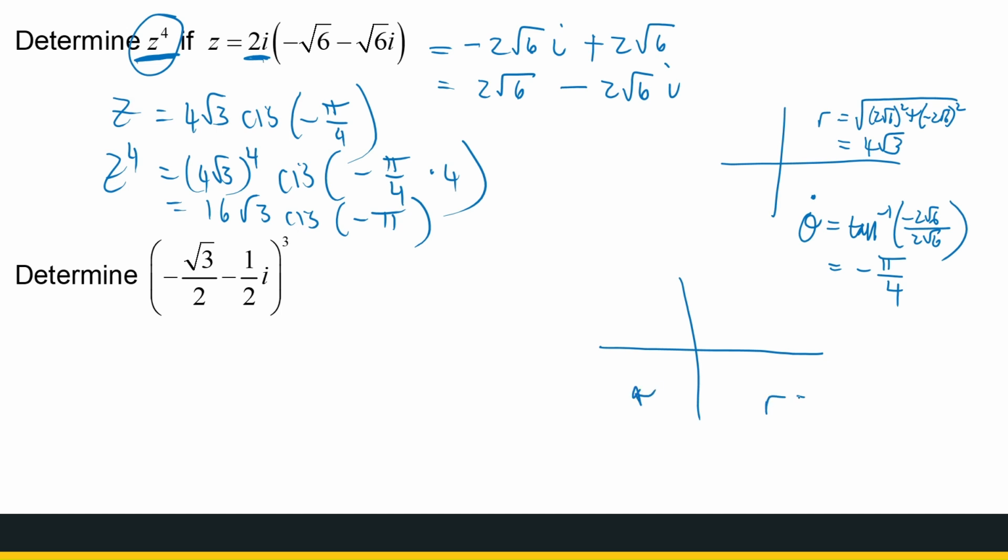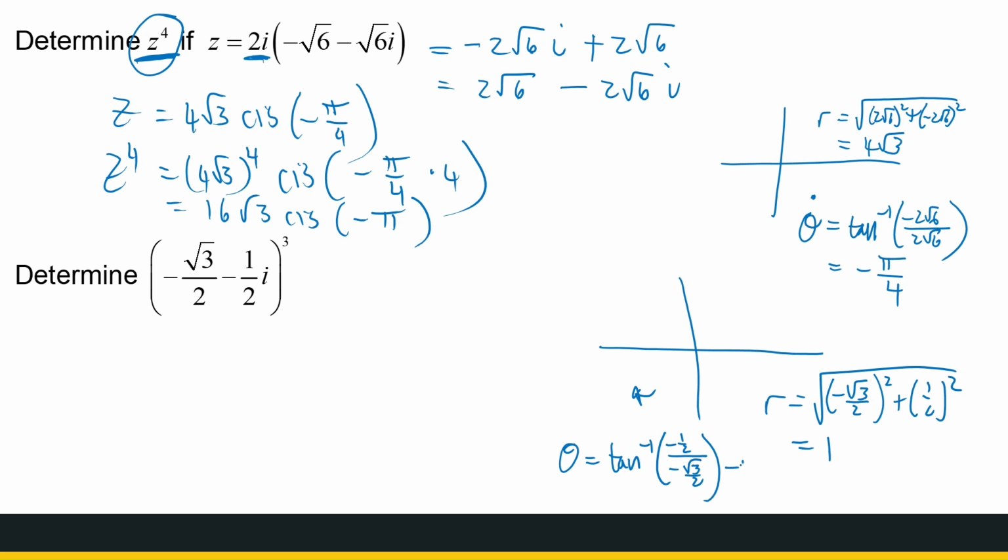The modulus is the root of minus root 3 over 2 squared plus a half squared. That should give you a very nice modulus of 1. Then to find the principal argument theta, and we prefer to use principal arguments, that'll be arctan of b over a, so it's minus a half, lots of fractions here, over minus root 3 over 2, minus pi to get you into the third quadrant, and that'll give you minus 5 pi over 6.